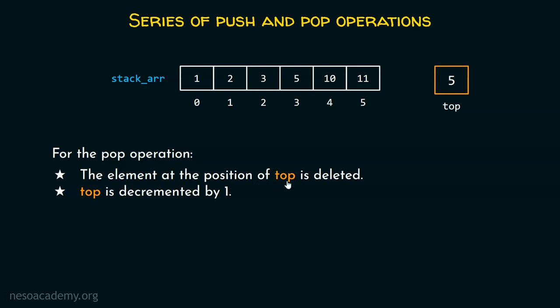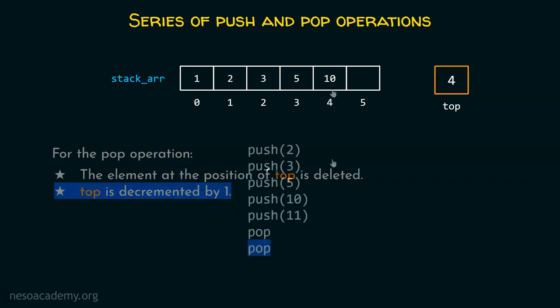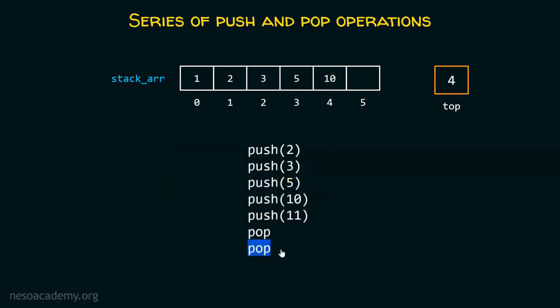Now first the element at the position of top is deleted, which simply means that we will delete this particular element, that is 11, and then after this the top is decremented by 1. We'll decrement this value by 1, which means that it becomes 4. Now this simply means that the topmost element is at index 4, and you can see this, the topmost element is at index 4, right? So in this way we can perform the pop operation. Let's say we perform the pop operation once again. We know that top is 4, which means the topmost element is at index 4. So we'll first delete this element and then decrement the value of top by 1. Now the topmost element is at index 3.